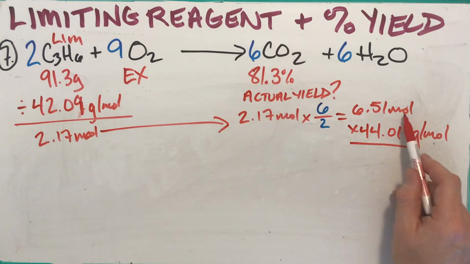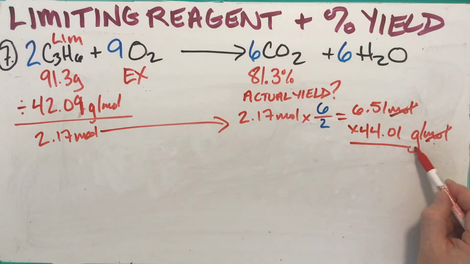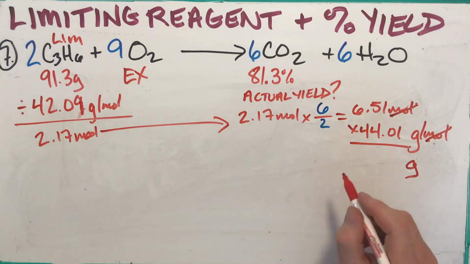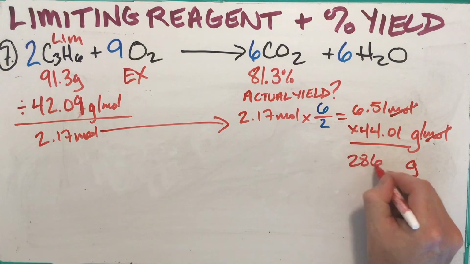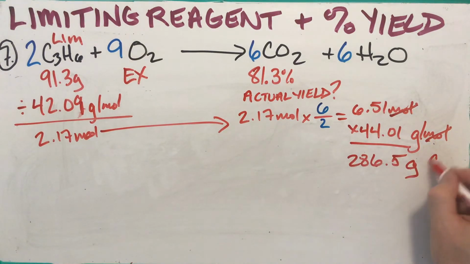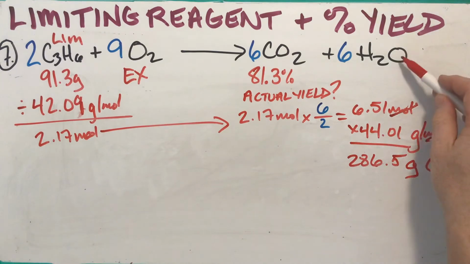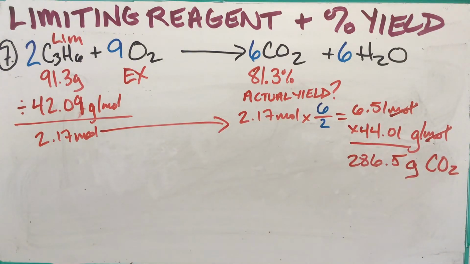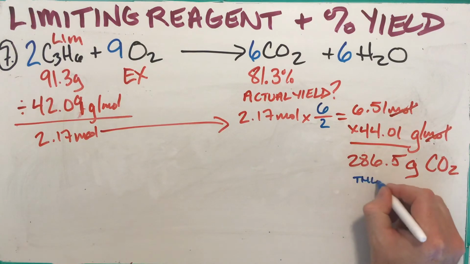So I get this. I got to turn my moles into grams, which I will do by multiplying by the molar mass. And I get 286.5 grams of CO2. I know it's under the H2O, but I'm trying to get it all on one whiteboard here, so I use this space over here. So this is my theoretical.